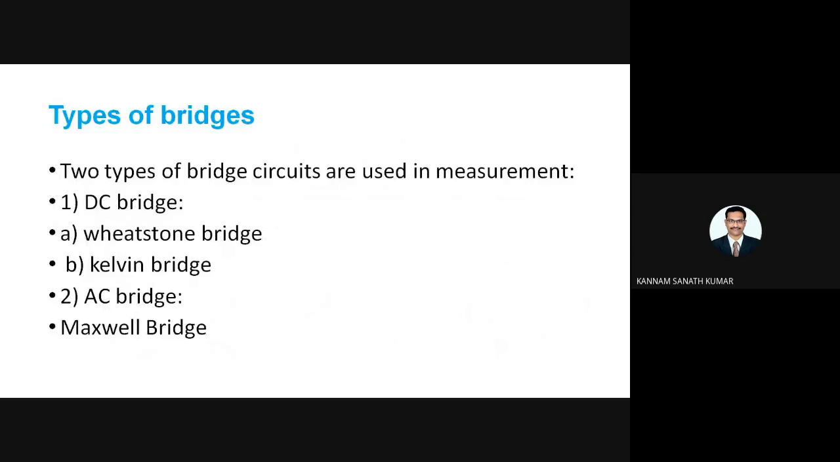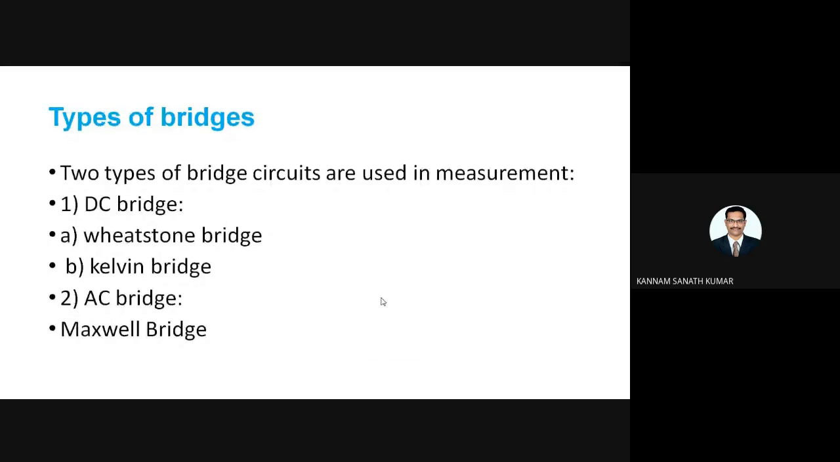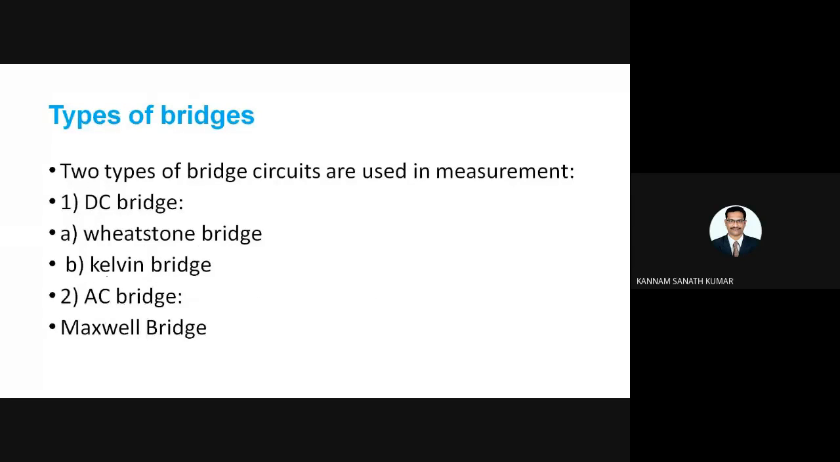So types of bridge circuits: you have DC bridges and AC bridges. In the DC bridges, you have the Wheatstone Bridge and Kelvin Bridge. And in AC bridges, you have the Maxwell Bridge. So today I will explain the Wheatstone Bridge.